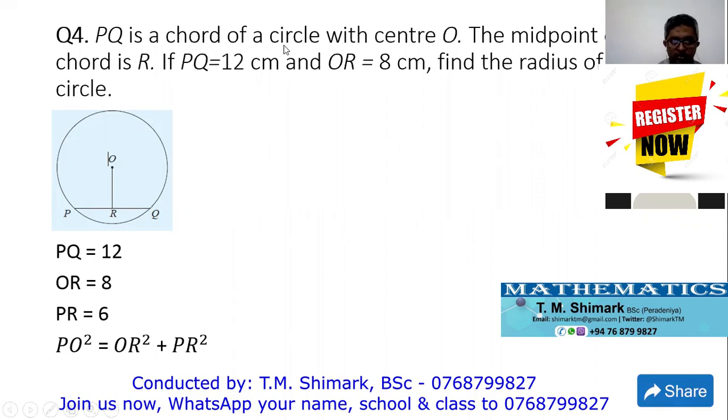PQ is a chord of a circle with center O. The midpoint of the chord is R. If PQ equals 12 centimeters and OR is 8 centimeters, find the radius of the circle.